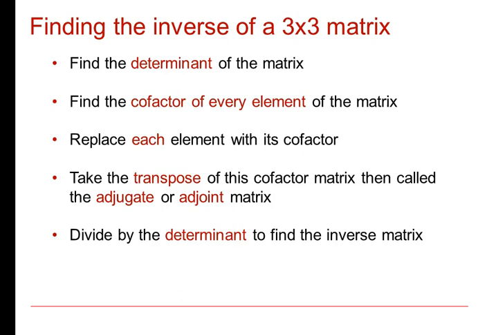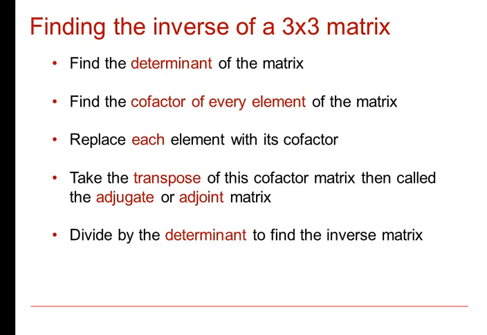The second step is to find the cofactor of every element of a matrix. Remember, the place signs when finding cofactors do not tell you the sign of the cofactor, but whether or not you need to change the sign of the minor in obtaining the cofactor.